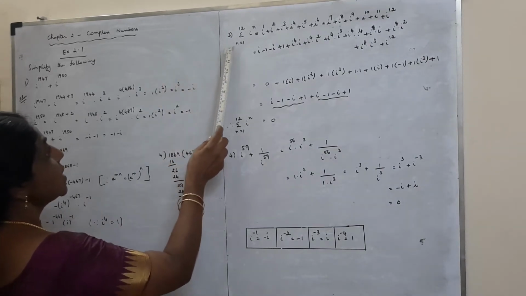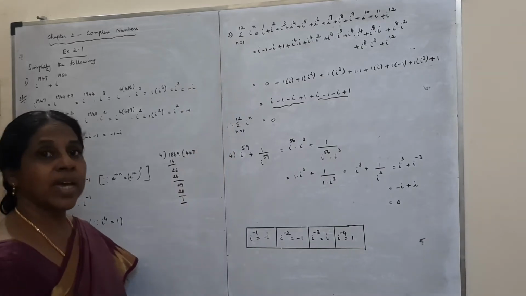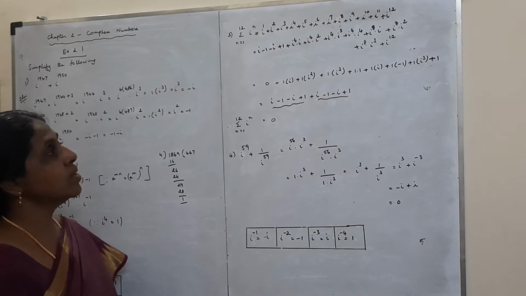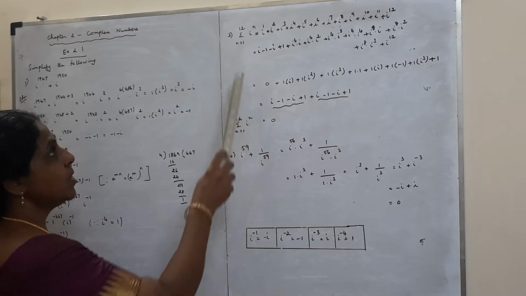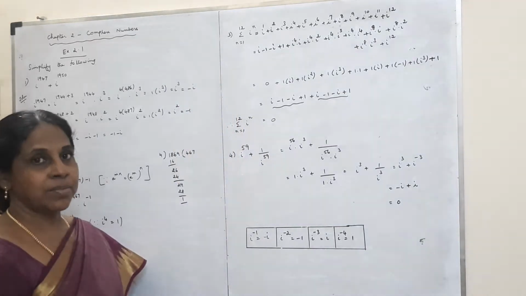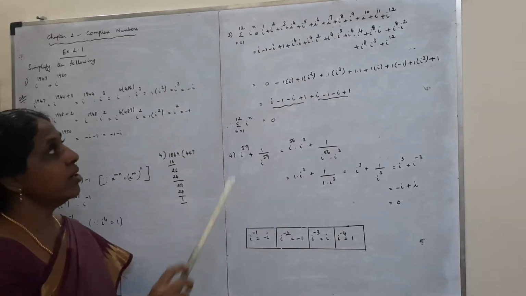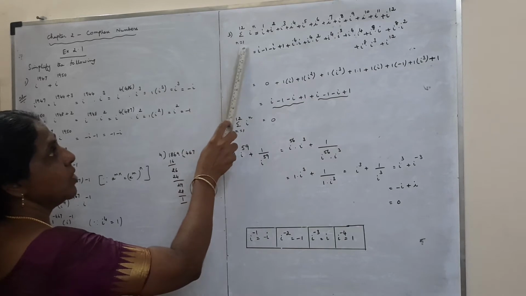Simplify: sigma n is equal to 1 to 12 i power n. That is the problem given to you. So what do you mean by sigma? Summation. And n takes the value from 1 to 12, and you have to add i power n, substituting the values of n 1 by 1 from 1 to 12.